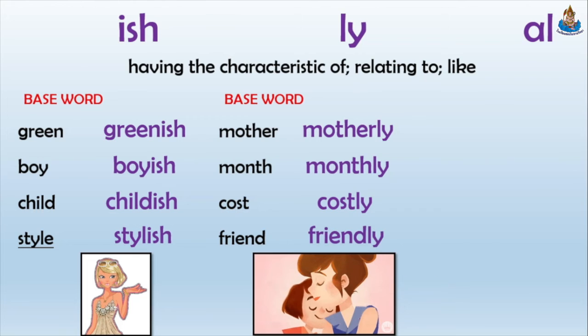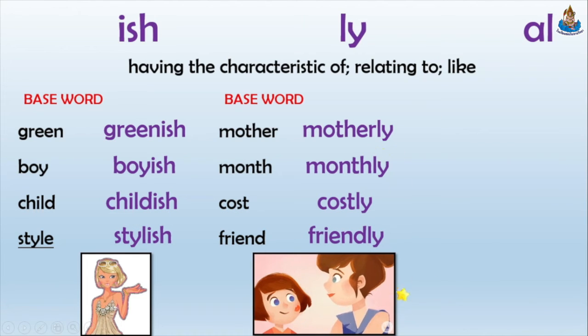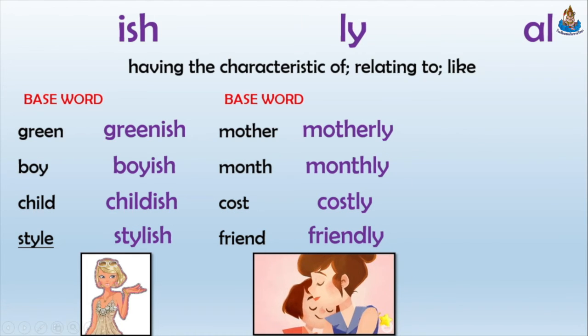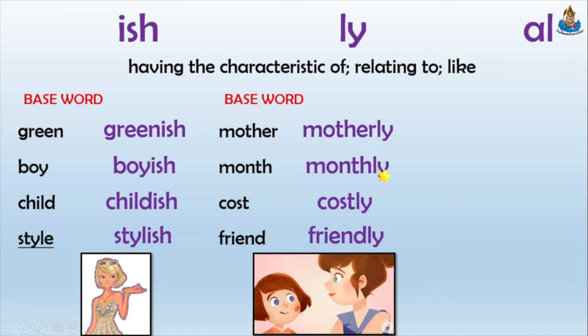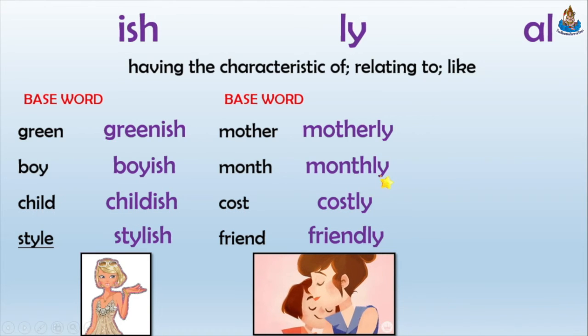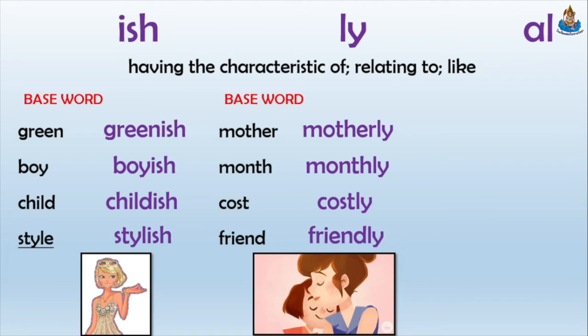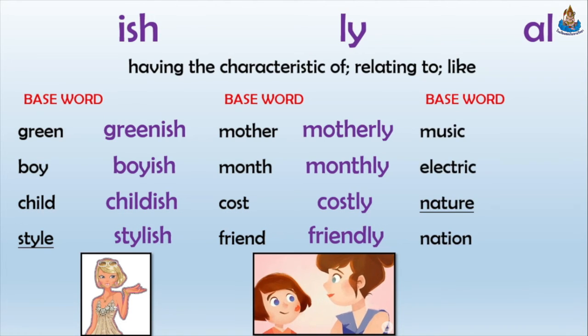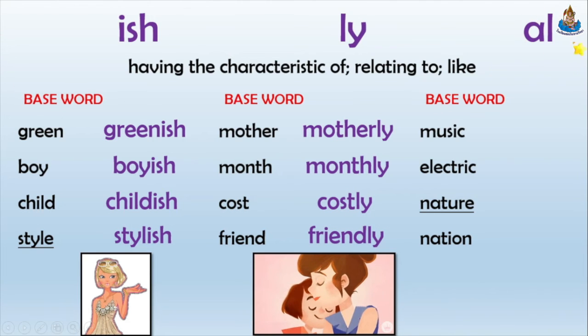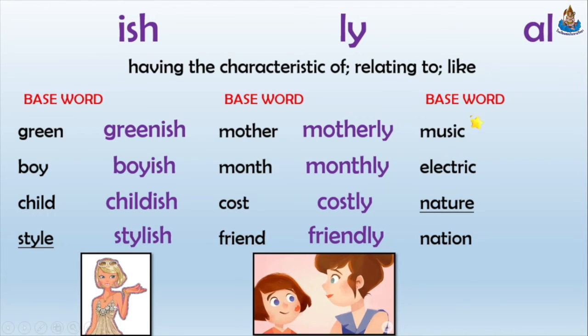When you say motherly, somebody who acts in a motherly way, like maybe your sister. Alright, next one, monthly. When you say monthly, something that happens like every month, okay? Up next, we have the suffix al. So we add them to, once again, nouns that we have here.